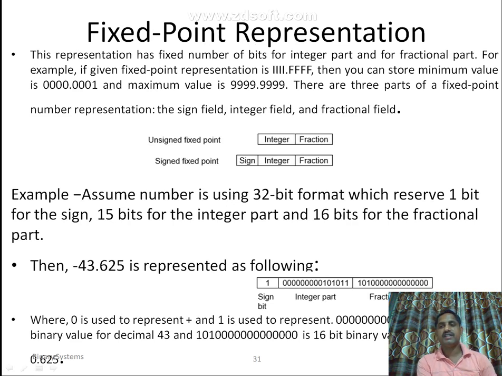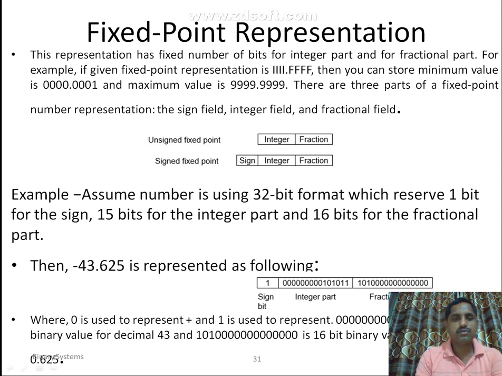And fixed point representation. See, this representation has a fixed number of bits for the integer part and for the fractional part. Here you can assign the two parts, first the integer part, then the fractional part. For example, if the given fixed point representation is 111.11, then you can store a minimum value of 000.00 and a maximum value of 999.99. Therefore, the three parts of fixed point number representation are the sign field, integer field and fraction field.